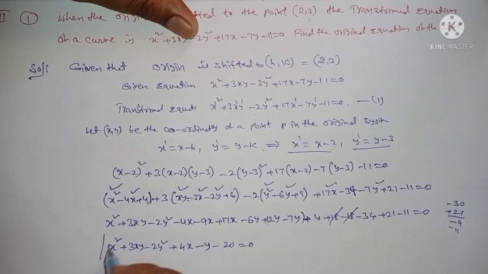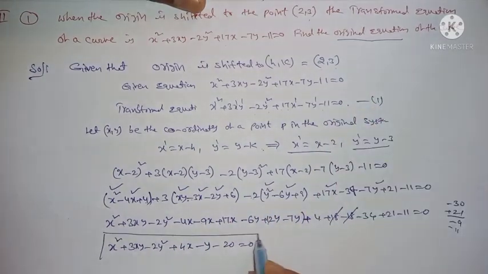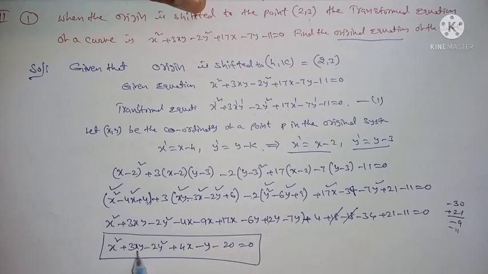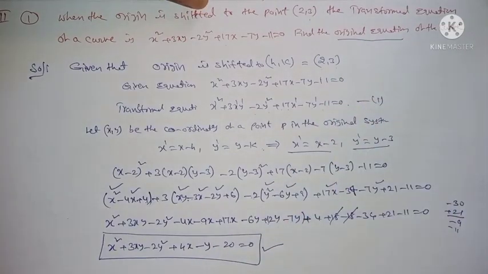This is our answer. Find the original equation. What is the original equation? x square plus 3xy minus 2y square plus 4x minus 5y minus 20 is equal to 0. This is the original equation. Okay.